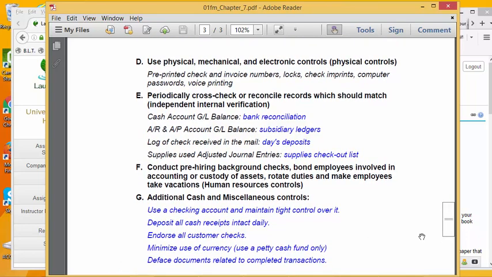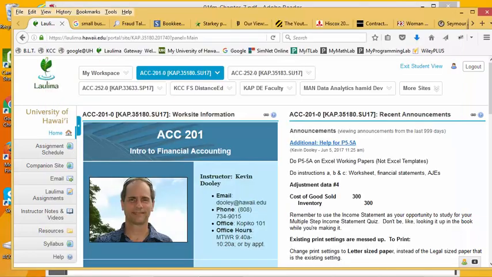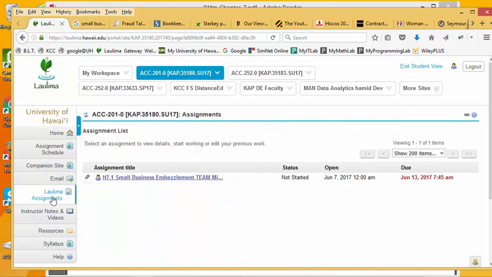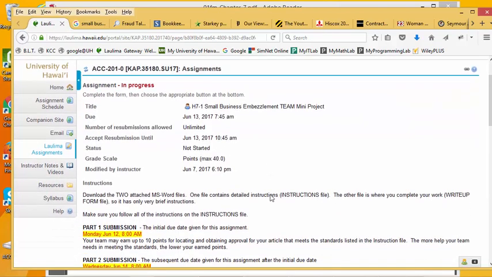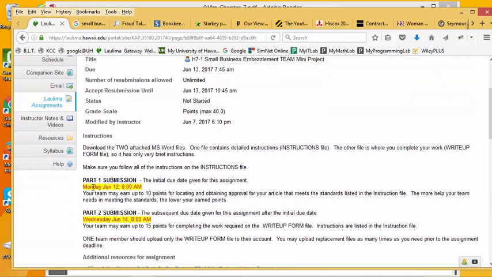So how is our team project connected with this? First of all, the team project can be found up on Laulima under Laulima assignments. Once you've been formed into a team, your team members will need to go in and read about how the team project works. For this semester, you'll be required to give me your acceptable article that you found, which I'll discuss in a few minutes, and that will be due on June 12th at 8 in the morning. You will do the discussion and write-up about that article, and that document will be due on Wednesday, June 14th at 8 in the morning.